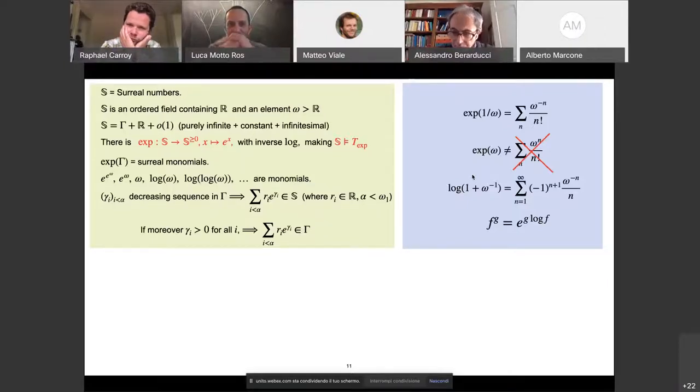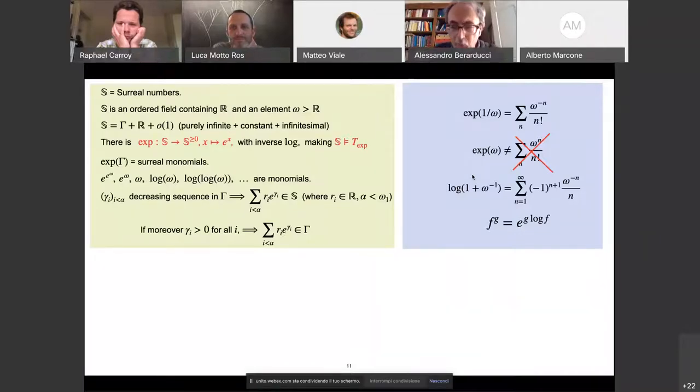Now exp of 1 over omega can be computed using just the Taylor series, so it's a sum of omega to the minus n over n factorial. Exp of omega is not given by the Taylor series, because this series that I wrote there and crossed in red doesn't really work, because in any series the monomials appearing must decrease. Instead, if you do the sum of omega to the n, you get an increasing sequence of monomials. It's not a legitimate series, right? So omega plus 1 over omega plus 1 over omega squared is legitimate. Omega plus omega squared plus omega to the 3 and so on is not legitimate.